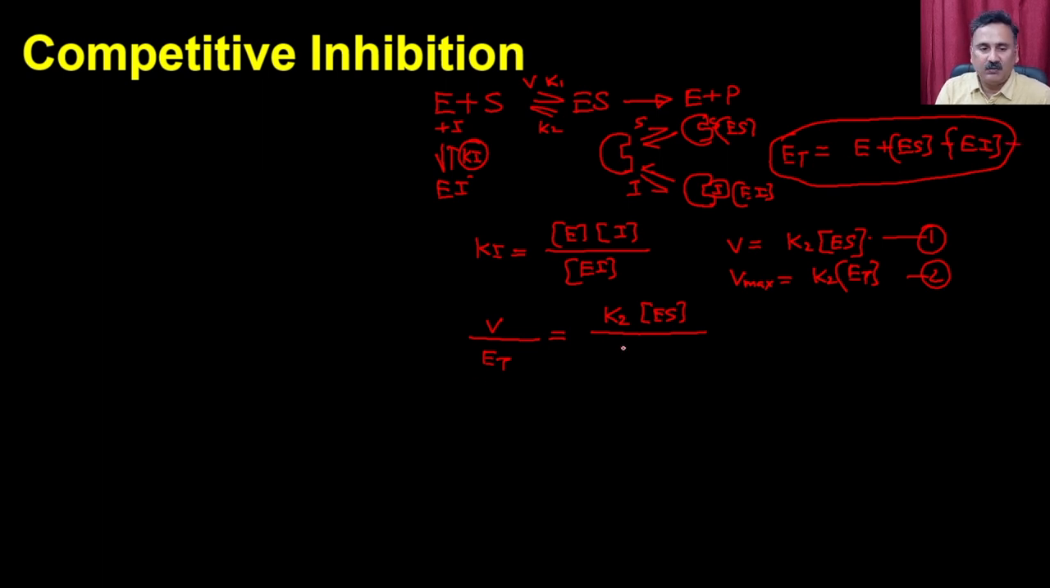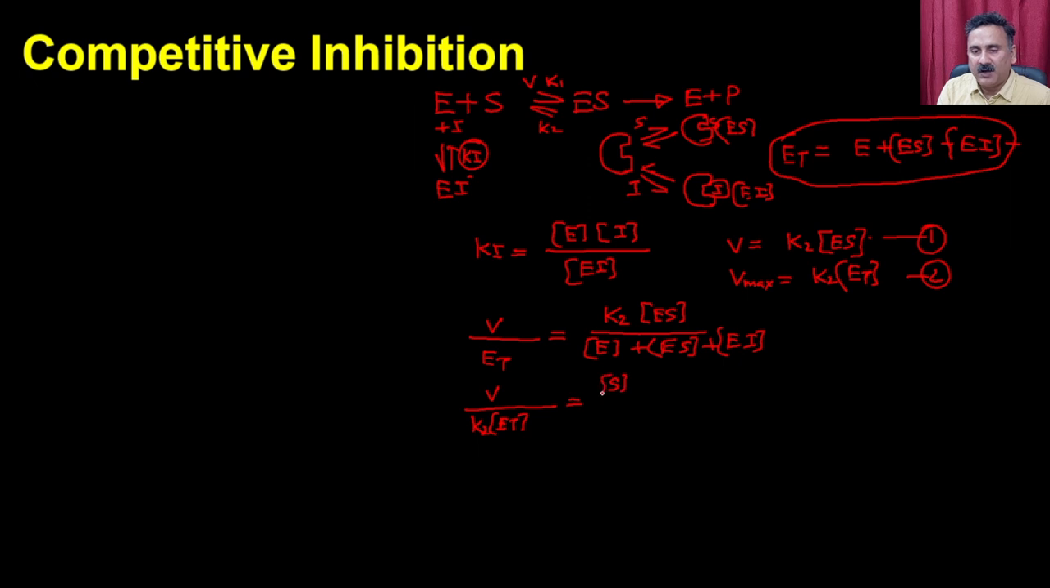So you can put that concentration of E plus the concentration of ES and the concentration of EI. These together are the ET, right? So if I put the ET from here, I can take this V by K2 ET, and this is what I can put here. And instead of this, I can put the Michaelis-Menten constant.